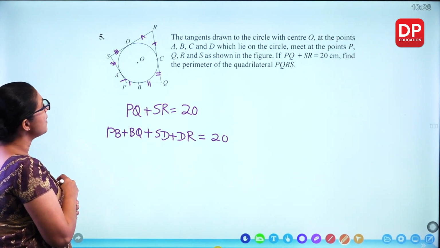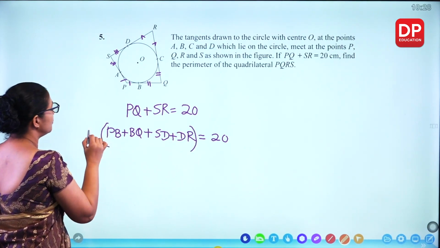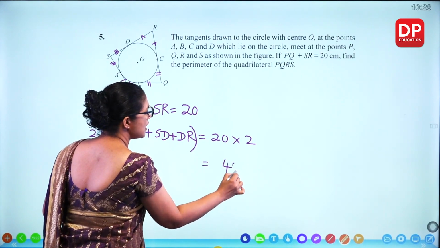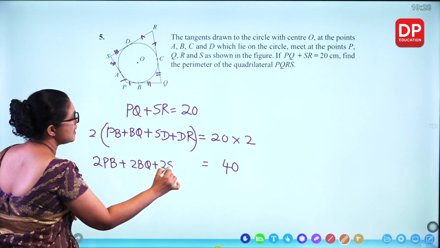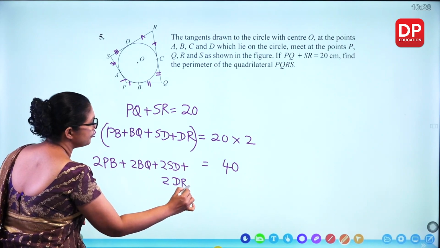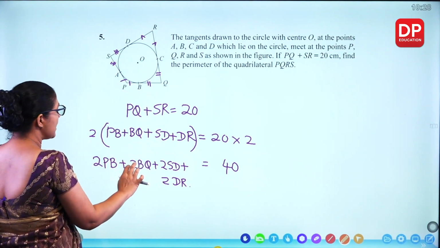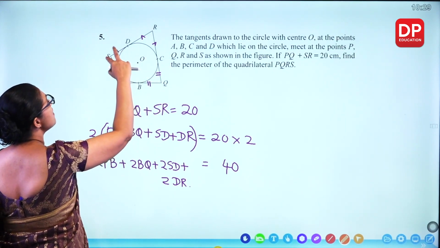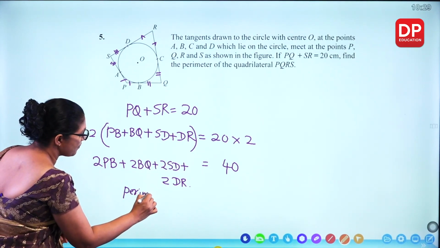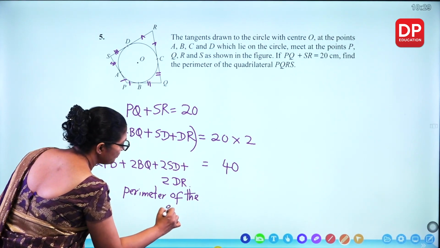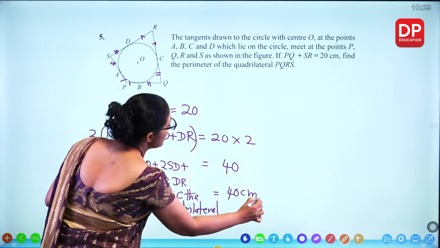Now I want to multiply this by 2. What happens? I want to multiply this whole thing by 2. This is 40. So we'll see what you are getting. 2PB plus 2BQ plus 2SD plus 2DR. What's that? 2PB. That means these two lengths. 2BQ means these two lengths because these are equal. 2SD means these two. So what's the perimeter? Basically this means the perimeter of the quadrilateral. That's equal to 40 centimeters.